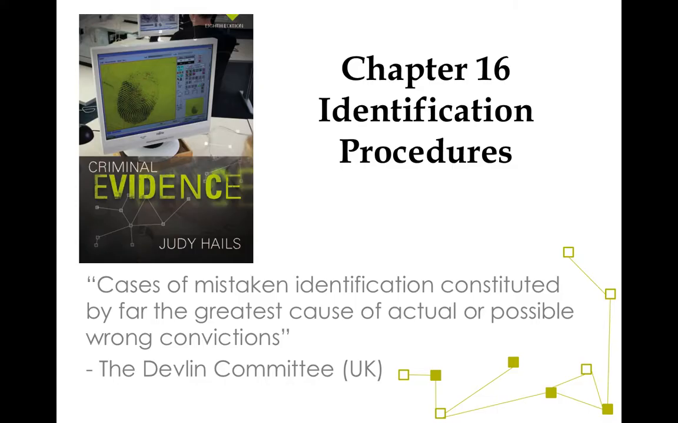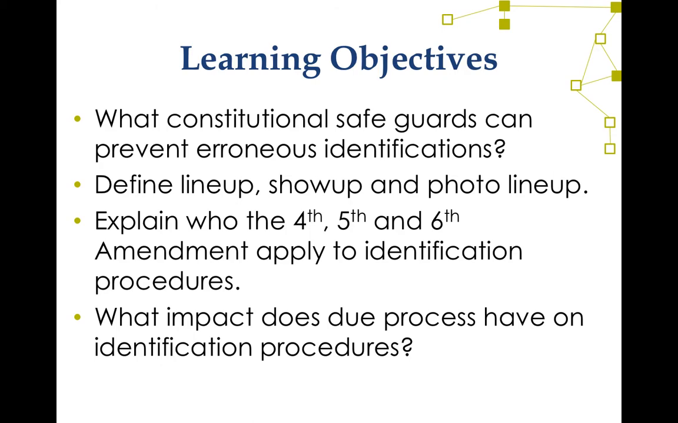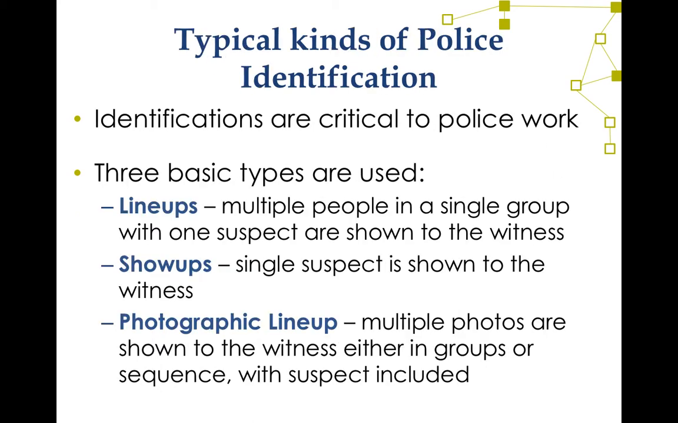Okay, we are on our next to last chapter, chapter 16, and this chapter talks about identification procedures. So, identifications obviously are very critical to police work. We're looking for victims to identify suspects or witnesses to identify them. And there's three basic types used: lineups, show-ups, and photographic lineups. They're also called photo arrays.